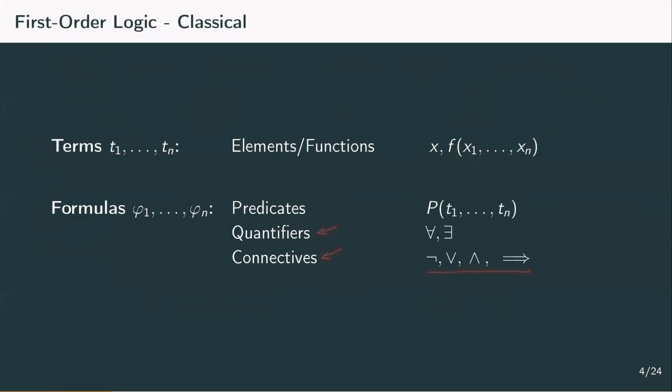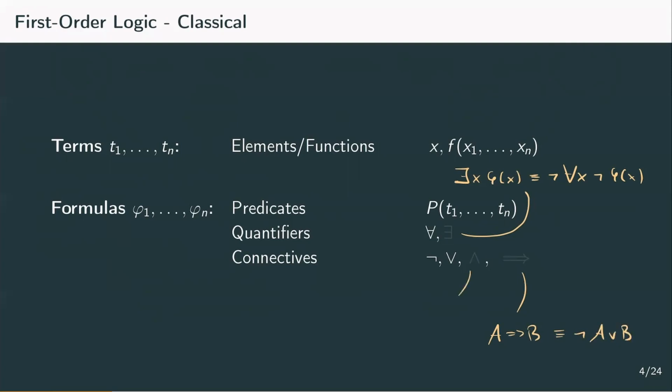In classical logic, implication, one of or and and, and one of the quantifiers, don't need to be defined, as they can be constructed from the others with the help of negation. The existential quantifier can be replaced as follows. Exists x, phi of x, can be expressed by not for all x, not phi of x. And A implies B can be replaced by not A or B. Lastly, A and B can be defined as not, not A or not B.